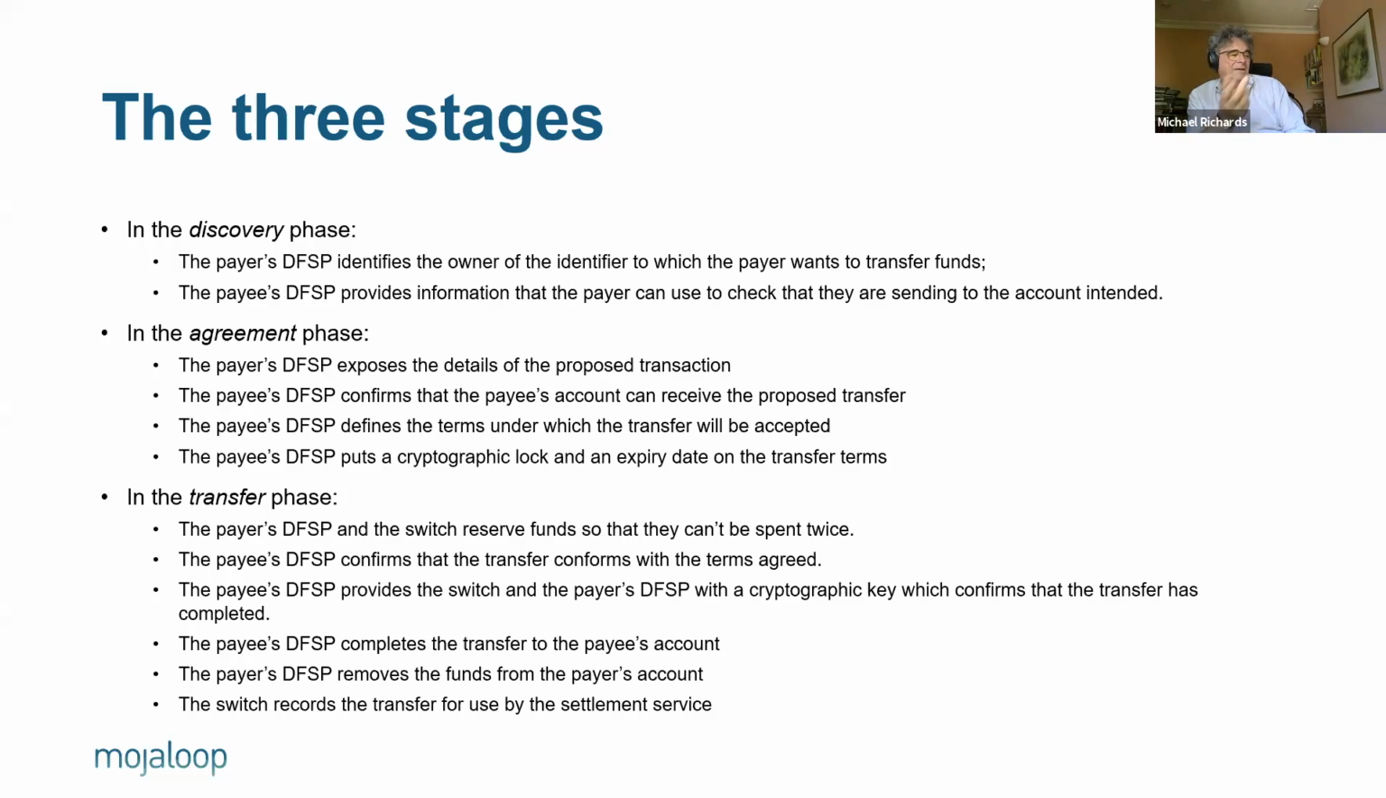So then the payee completes the transfer to the payee's account. The payer DFSP removes the funds from the payer's account, and the switch records the transfer for use by the settlement service. So at that point, the switch says, I've recorded that this transfer was successful. The switch, as Miller said, is the authoritative source of truth on transfers and whether they've been successful or not. So once the switch records it, what it's saying is that the payer DFSP is on the hook to settle those funds.